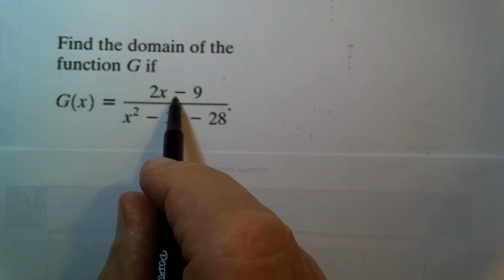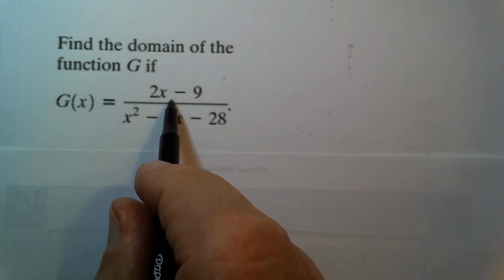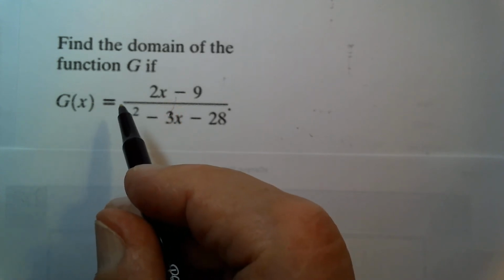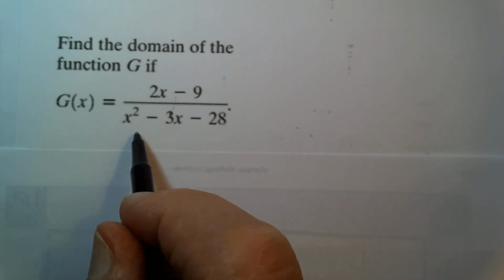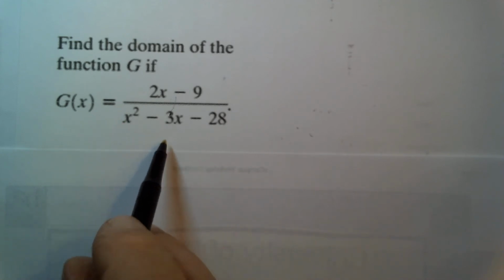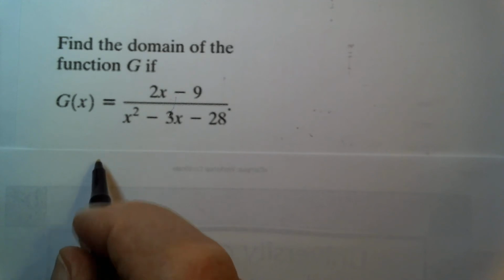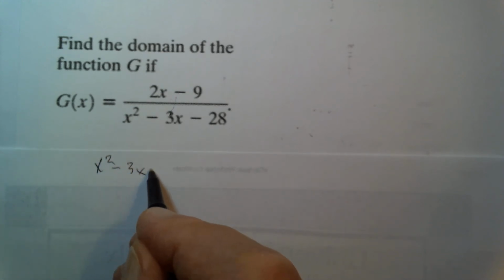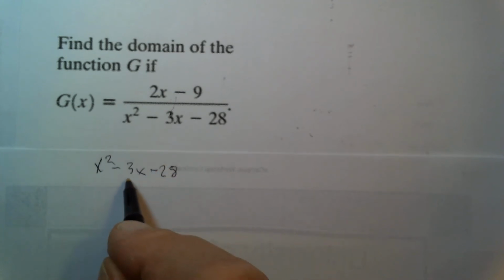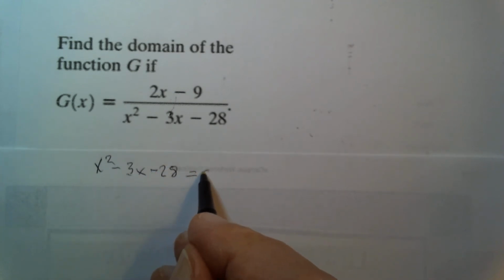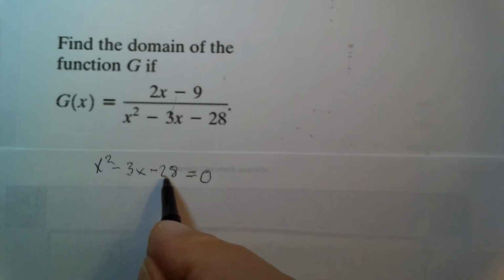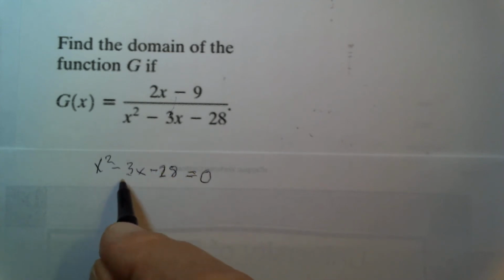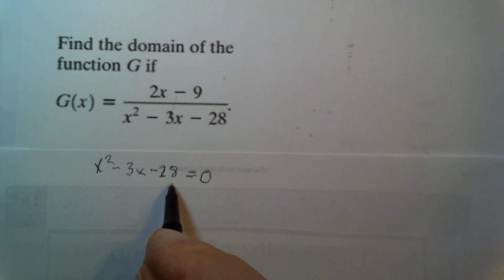We don't worry about the numerator being equal to 0, because if the numerator is equal to 0, then the function value is 0. But we have to be careful with using numbers that would cause the denominator to be 0. So what we do in a case like this, we take the denominator, x squared minus 3x minus 28, and set it equal to 0 to determine the values of x for which this expression would be 0.